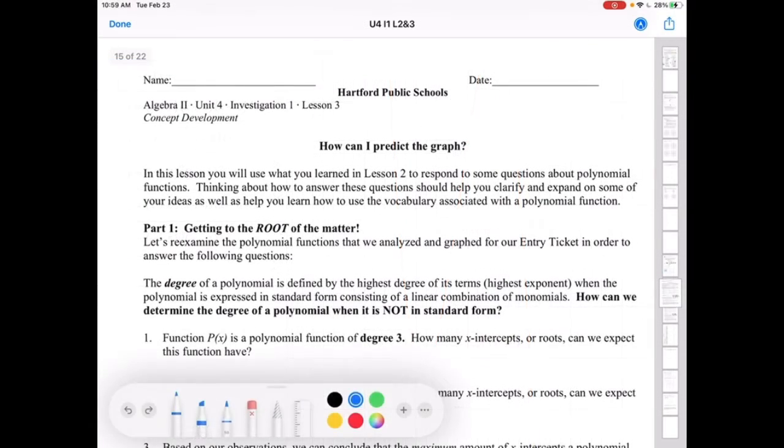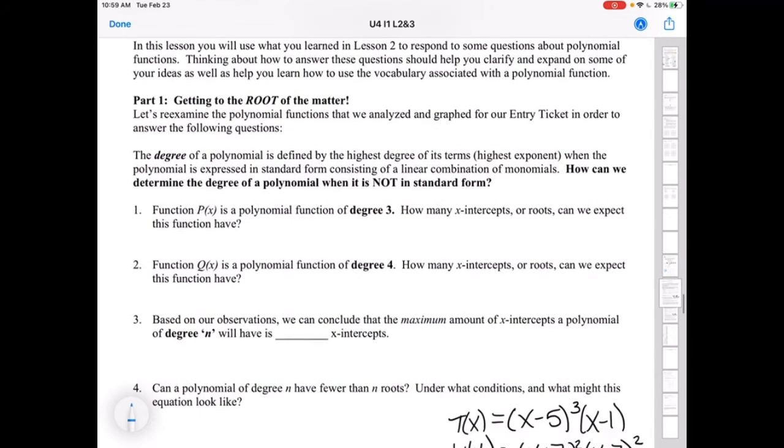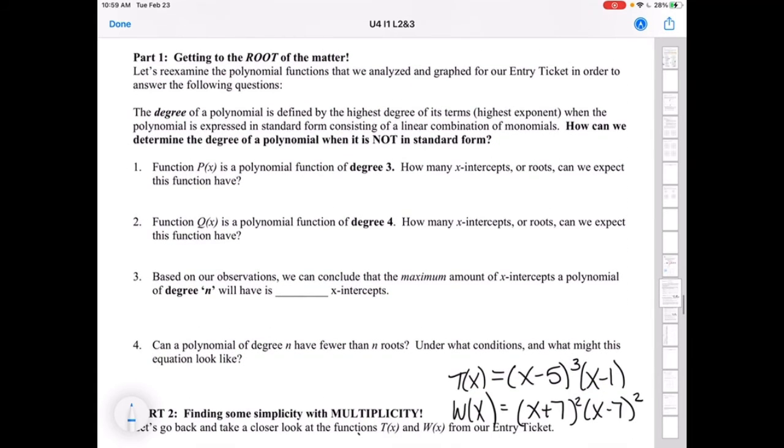All right, so we're going to go down to the concept developer, and we're going to try to figure out how can I predict a graph. So part 1 is called getting to the root of the matter. We are basically taking a polynomial and figuring out, okay, well, if it's in factored form and not standard form, how do I know the leading coefficient and the power of the degree?